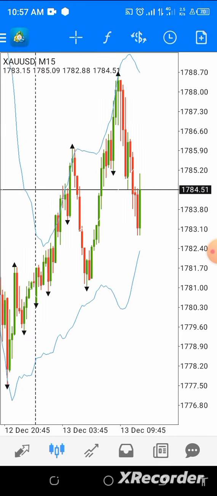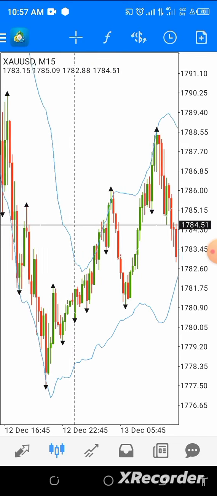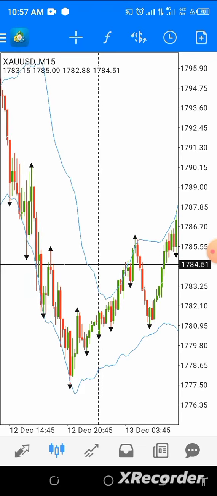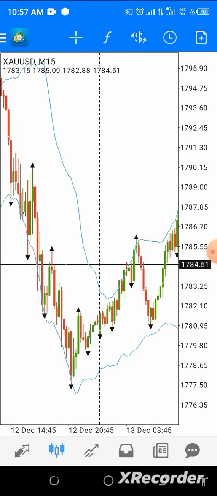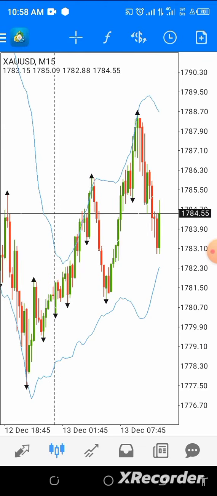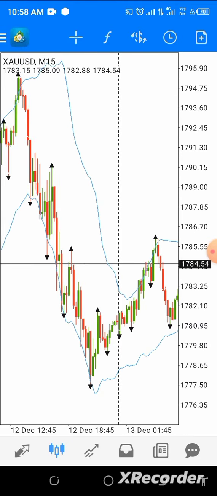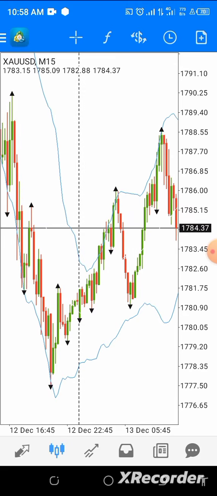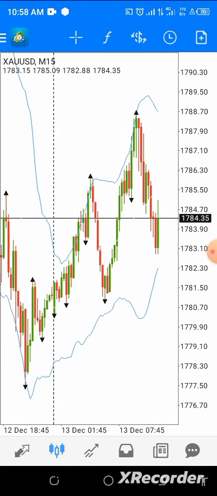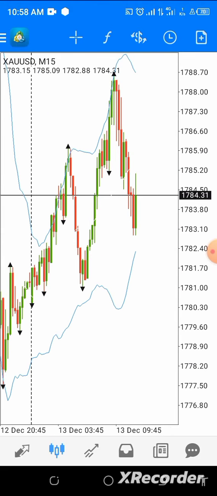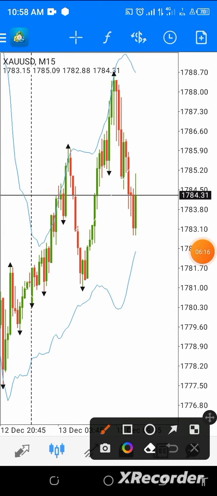Now, this is how to use fractal with Bollinger Bands to enter buy or sell in the financial market for an effective breakout. Let me give an instance. Whenever you see a recent fractal, this is a recent fractal here. This too is a recent fractal.